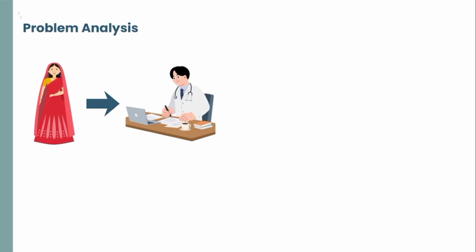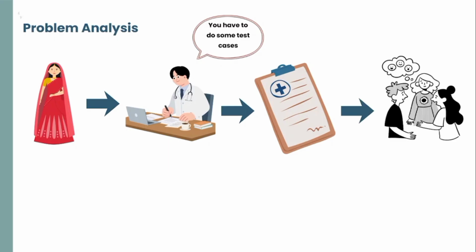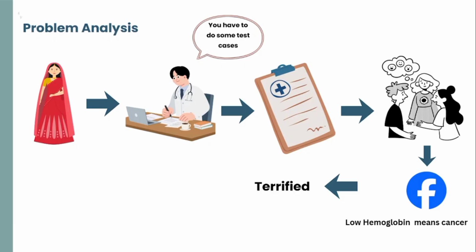However, after doing the test, the lab assistant handed her a lab report. The report had numbers, English words, medical terms. Ruhima went home and asked neighbors what happened to her. They say that it looks dangerous, and someone else had sent her a Facebook post which said low hemoglobin means cancer. By night, Ruhima becomes terrified.